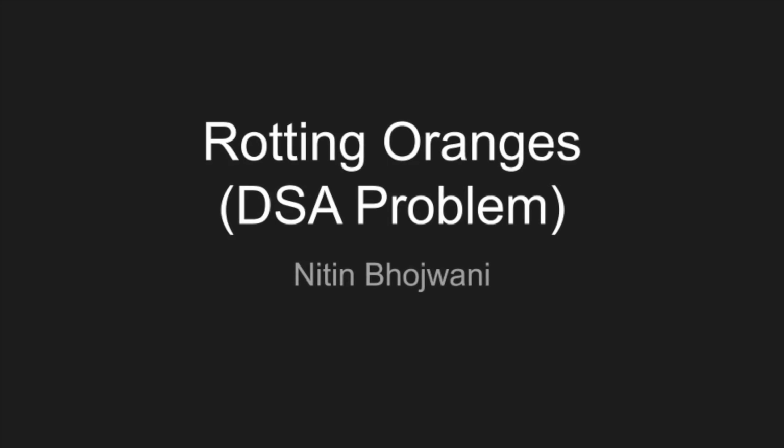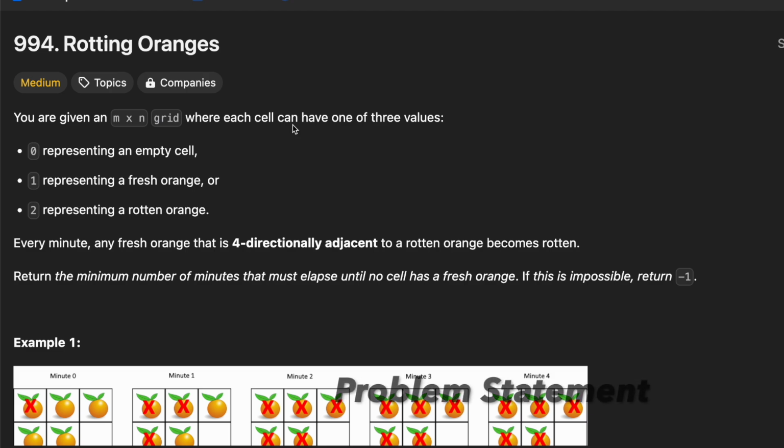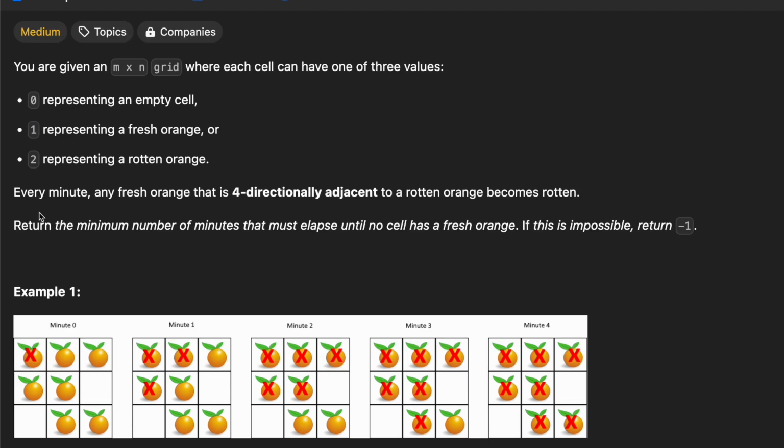Hi friends, today let's look at an interesting problem called rotting oranges. In this problem, you are given an m cross n grid where each cell can have only one of three values. 0 represents an empty cell, 1 represents a fresh orange, and 2 represents a rotten orange. Every minute, any fresh orange that is 4-directionally adjacent to a rotten orange becomes rotten. What is asked in this problem is we have to return the minimum number of minutes that must elapse until no cell has a fresh orange. If this is impossible, return -1.